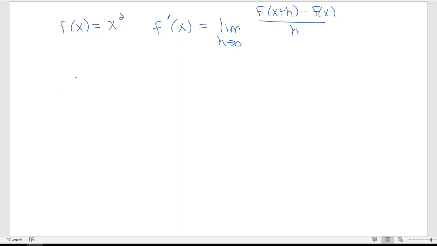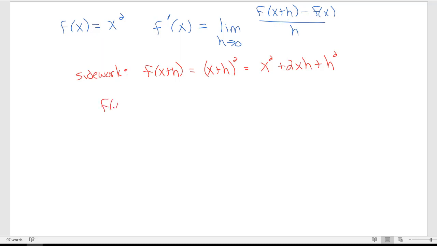And as I've shown in prior videos, I like to do a little bit of side work first. I like to calculate what that numerator is going to be. So what is f of x plus h? Well, in this case, I'm plugging x plus h into my square function. So I'm going to get x plus h squared. And then if I FOIL that out, I get x squared plus 2xh plus h squared. So what I want to do is take f of x plus h and subtract f of x. Right, so let's say I take f of x plus h and I subtract f of x. So I get the x squared plus 2xh plus h squared we just calculated, and I subtract the f of x.